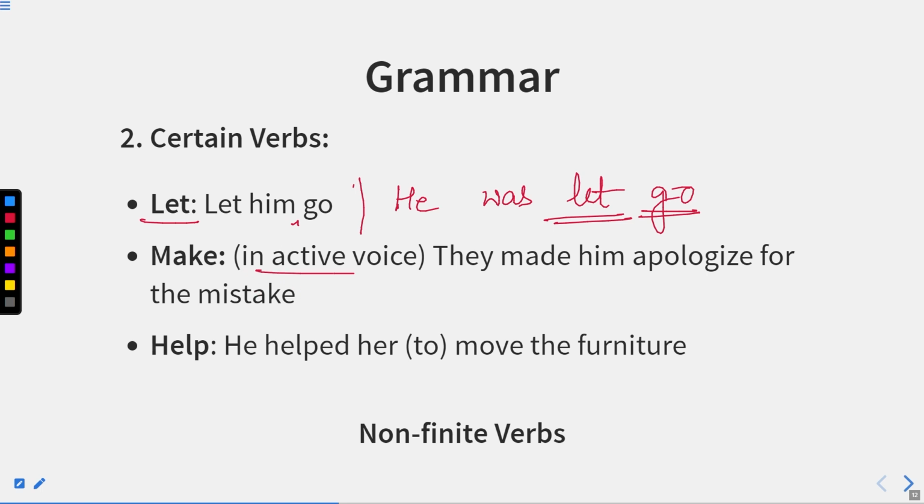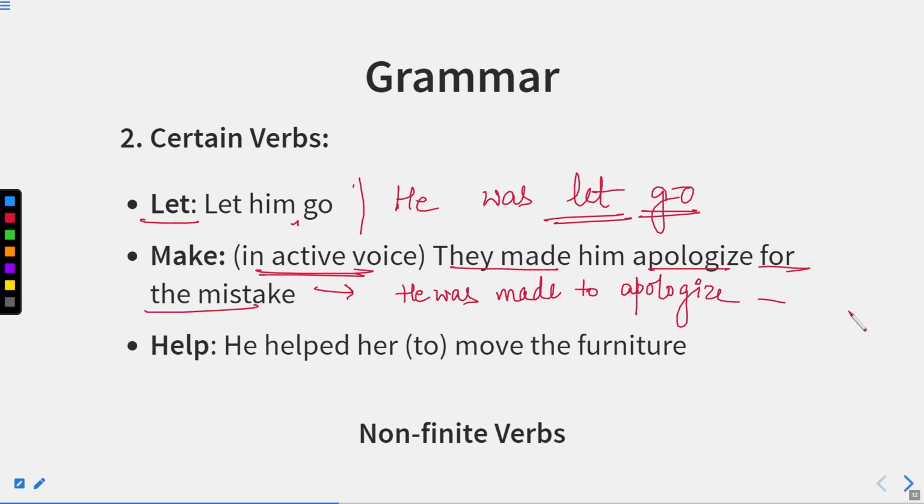Now, it is written over here that in active voice, we are talking about the word make. They made him apologize for this mistake. So this is an active sentence. But if I make this sentence in passive voice, it will be with to. The sentence will be like, he was made to apologize. So that will be the passive sentence of this.